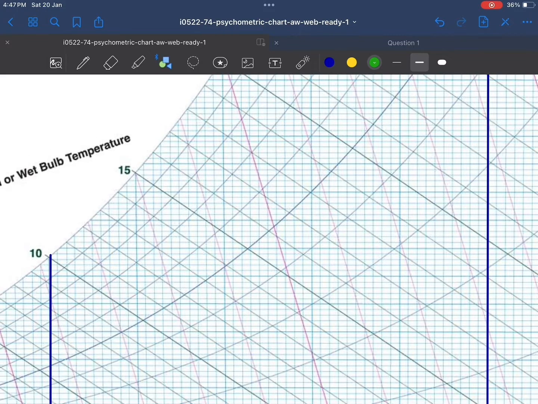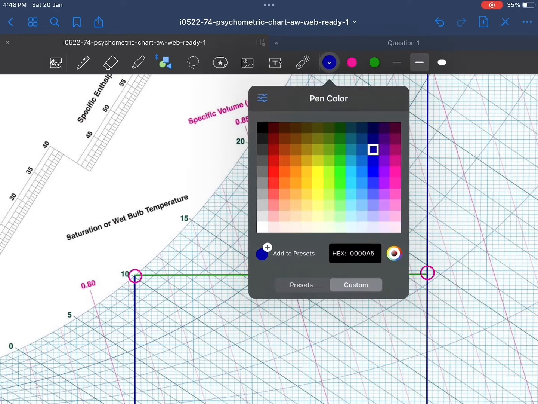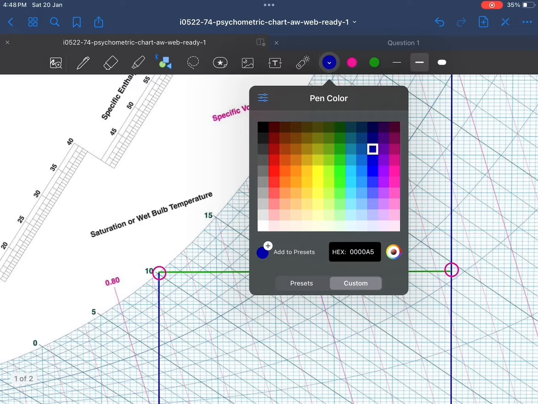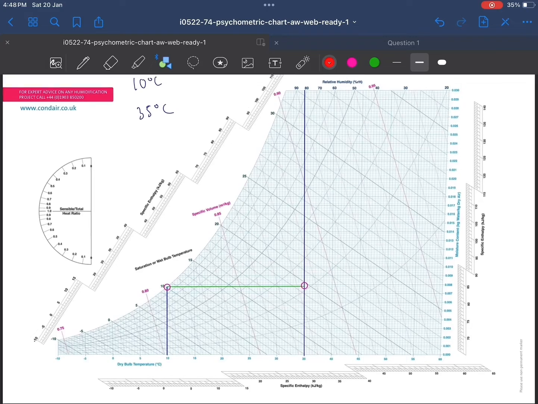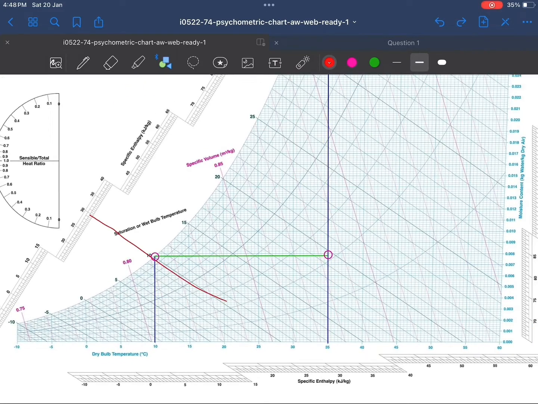Then draw another line to connect those two lines so that we can get two intersections. This is the first intersection and this is the second intersection. From these two intersections, we have to find the enthalpy. Now, to find the enthalpy, we have to draw a line that touches these intersections. I'm going to use red color and then draw the enthalpy line that touches the first intersection.